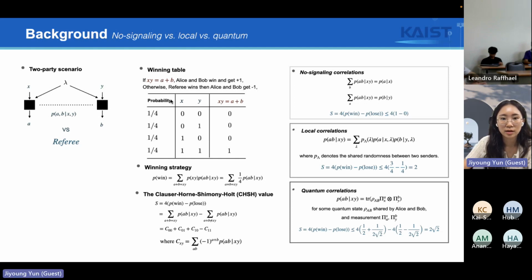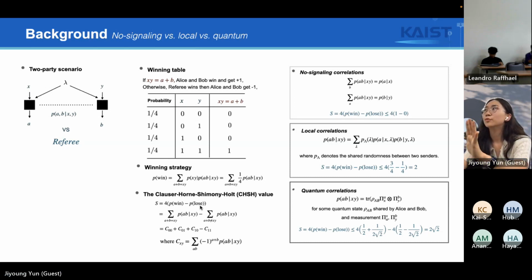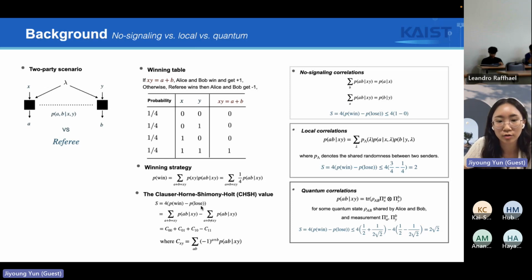Then the measurement settings X and Y can be prepared as 0,0, 0,1, 1,0, 1,1 with probability 1/4 each. And then the product of XY will be 0, 0, 0, 1. Then we can calculate the winning probability with this winning table. Now we can define the value of the CHSH. It can be calculated from the winning probability: with the winning probability they get the score 1, and with the losing probability they get -1. So we can calculate this.